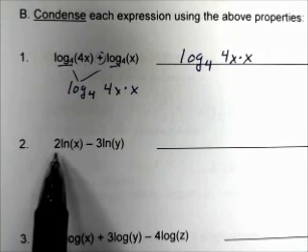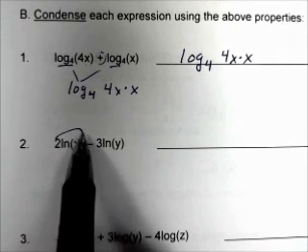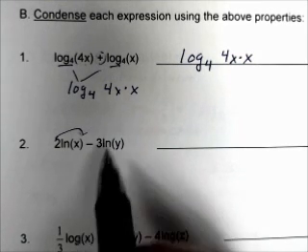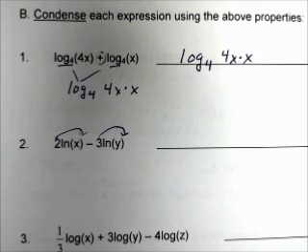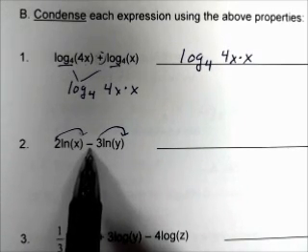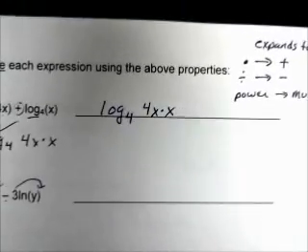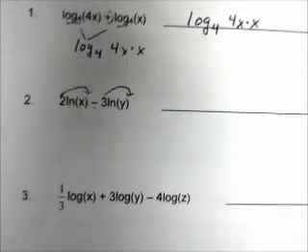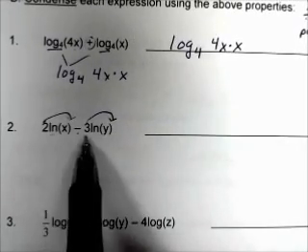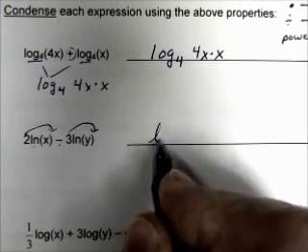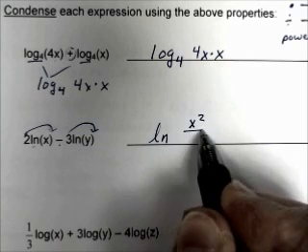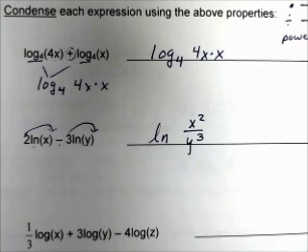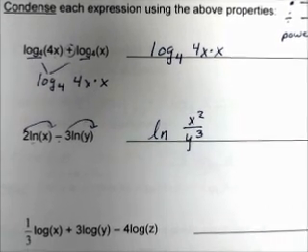Oh, we've got a lot of things. We have this multiplier here that meant it was an exponent with our x, and another multiplier here that meant it was an exponent or power for our y. And subtraction meant that we started with division. Okay? So we have just one ln because we're condensing. So we have one ln of x squared divided by y to the third. Let's look at the next one.